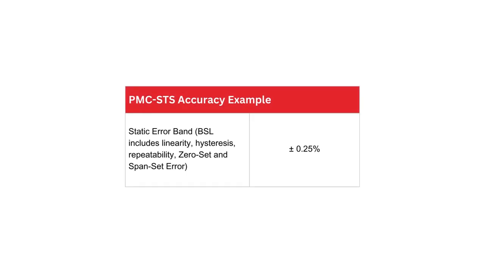At PMC STS, we take a different approach. We include zero set and span set errors in our static error band definition. This way, when we specify a 0.25% device, you can trust that readings taken at room temperature will indeed be within that limit.